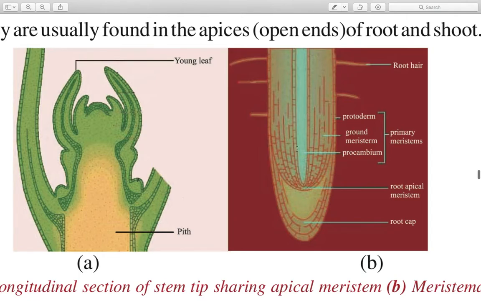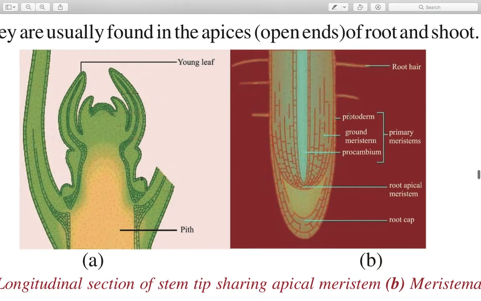Procambium is found in between. It helps in the growth of the size of the stem or root, whatever it is. This is ground meristem, protoderm outside. This is called primary meristems. These three parts are called primary meristems. You just have to remember the name so that when you draw the diagram, you just label it.